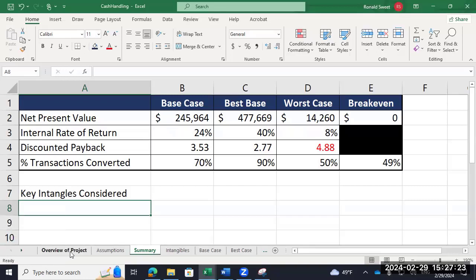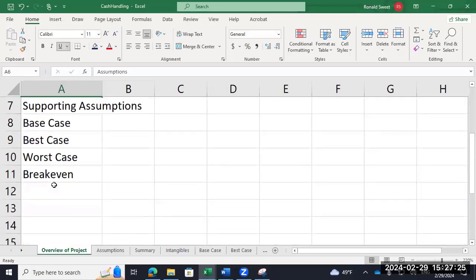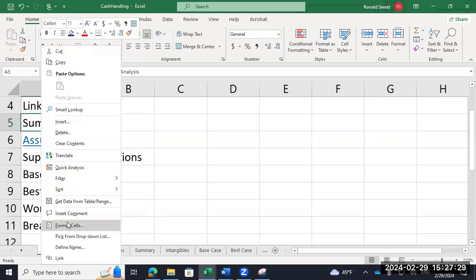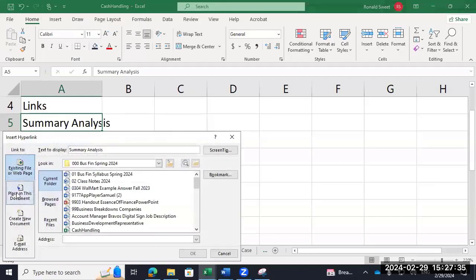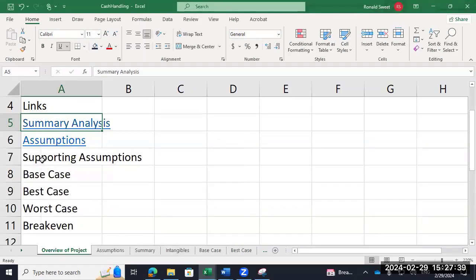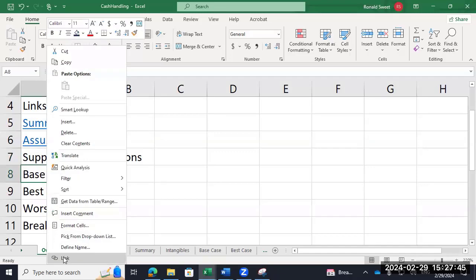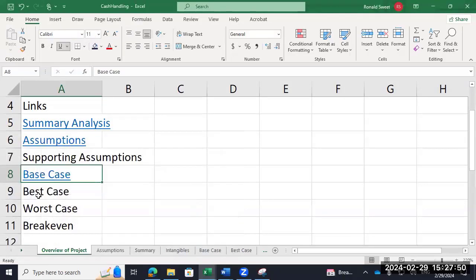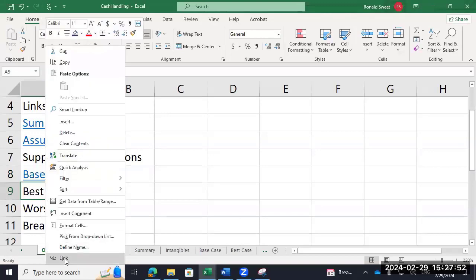So what's the one last thing we haven't done yet? We've got to link everything. Summary analysis. Where did we put it? Link in this document, go to the summary. Supporting assumptions, we're not actually doing that one. Base case, just link it. Best case.